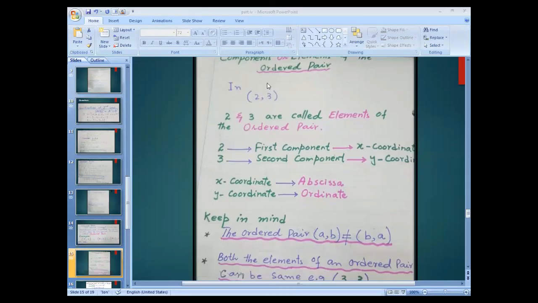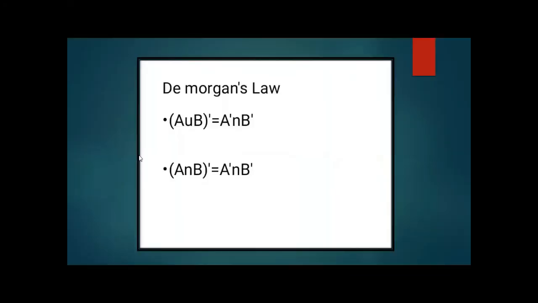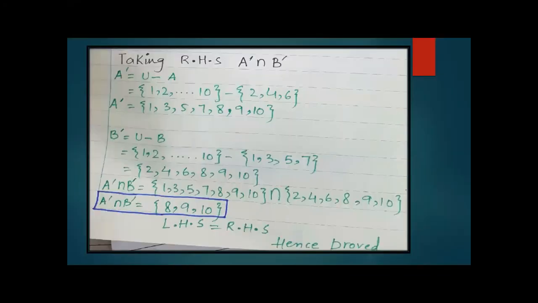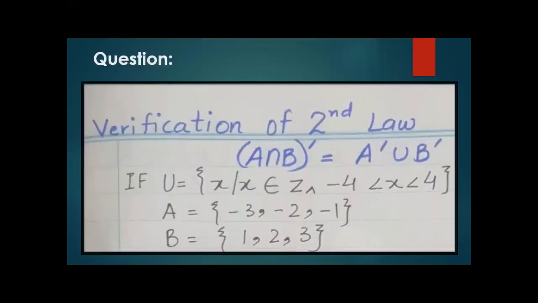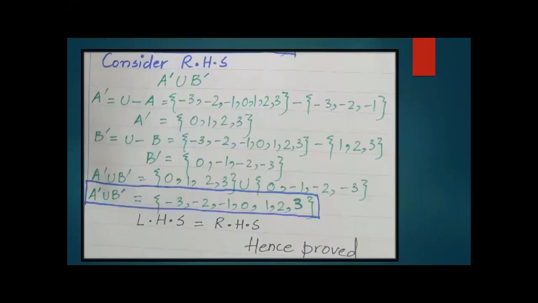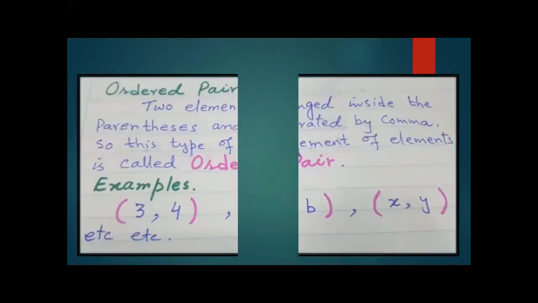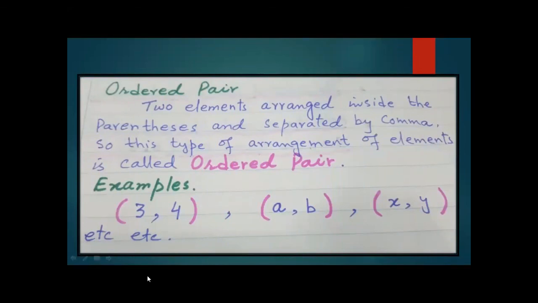Now I am repeating Cartesian product, and Abdullah Wasi asked me, Miss, what is an ordered pair? First I will show you the slide of the ordered pair, then I will answer your question. Ordered pair: the elements arranged inside parentheses and separated by a comma. This type of arrangement of elements is called an ordered pair. This 3, 4 is written within parentheses, so this is an example of an ordered pair.